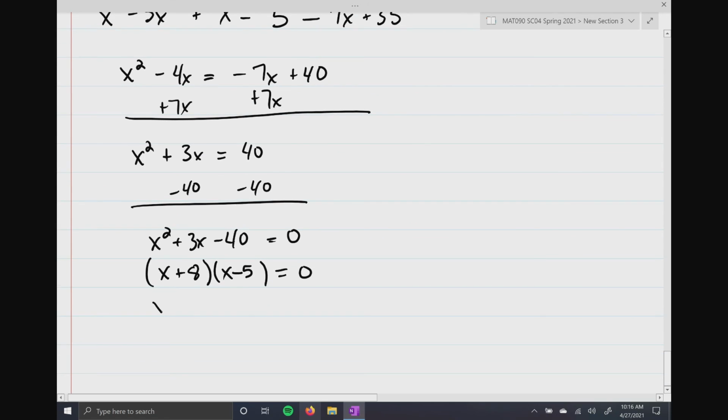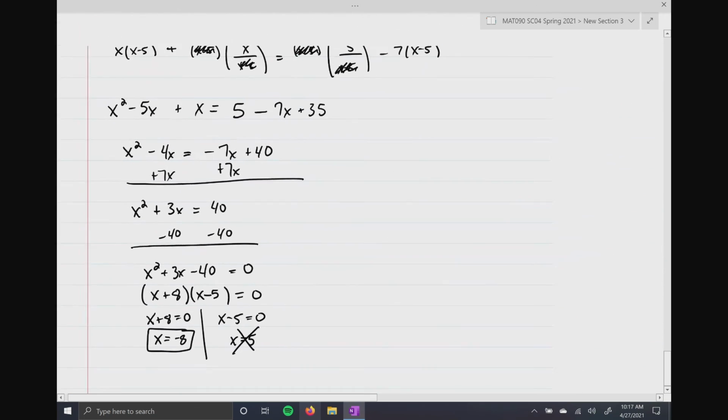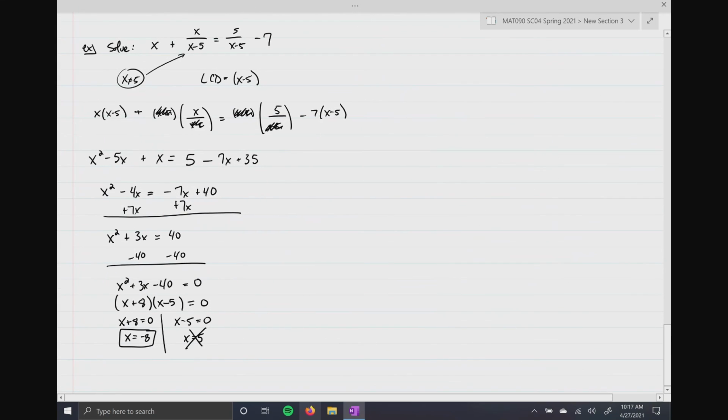Now I set each one of these factors equal to 0. For the first, I get x equals negative 8. In the second solution, although it says x equals 5, I know from the very start I can't have that. So there's only one solution, which is x equals negative 8. And I'll just zoom out so you can see the entire problem. Are there any questions with this?